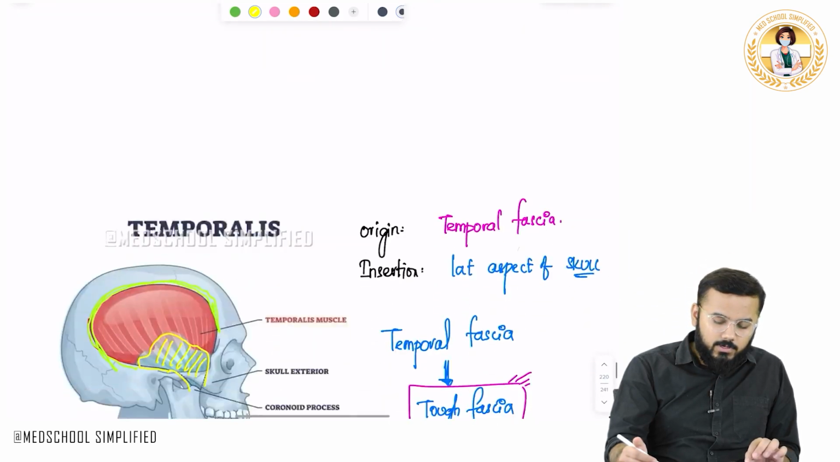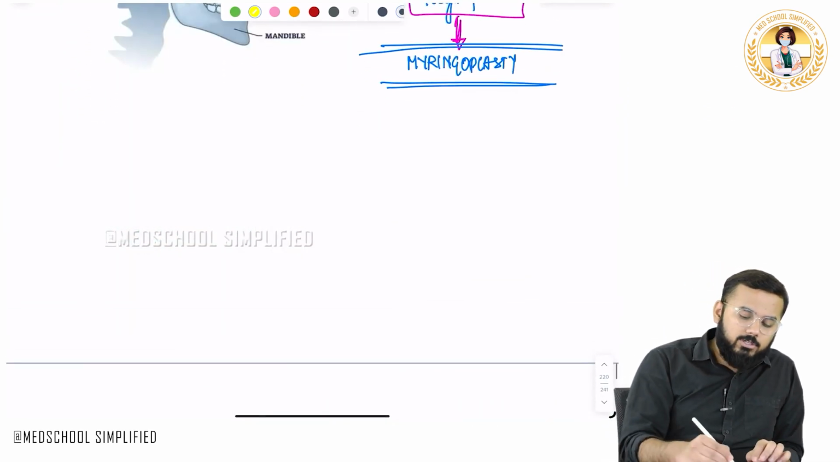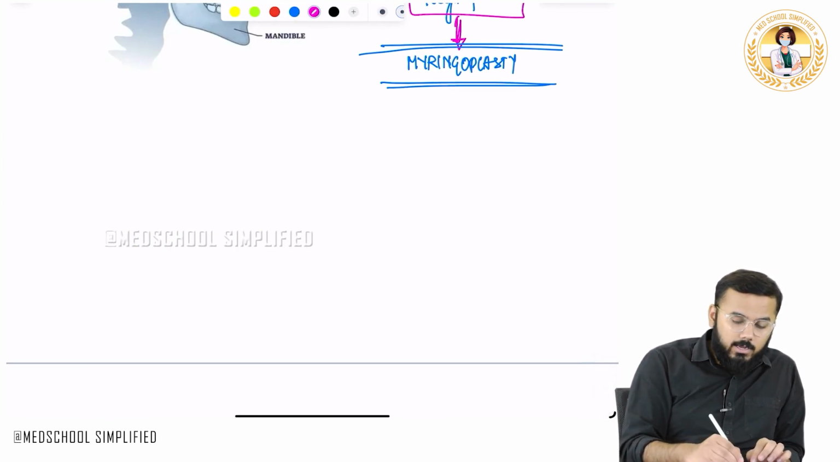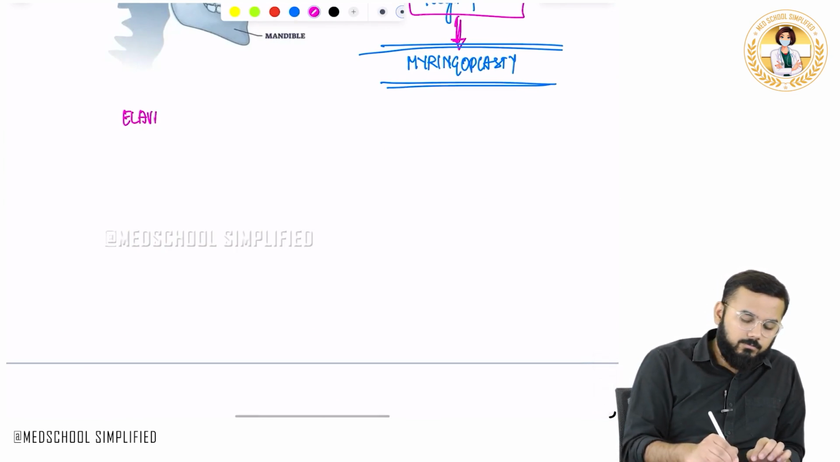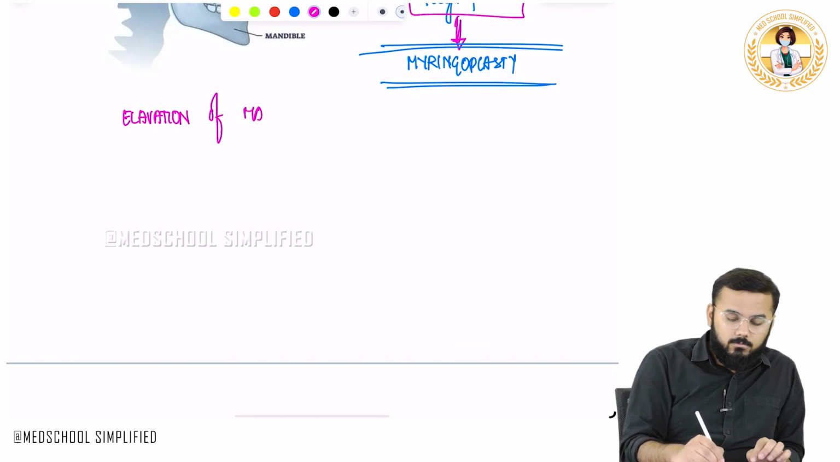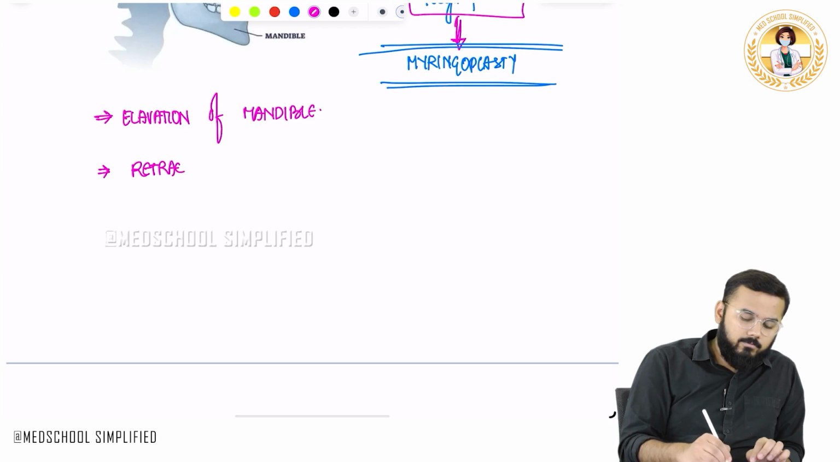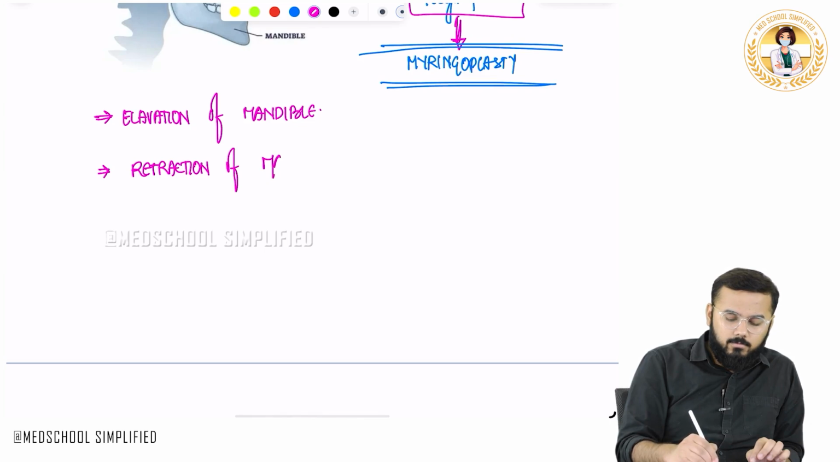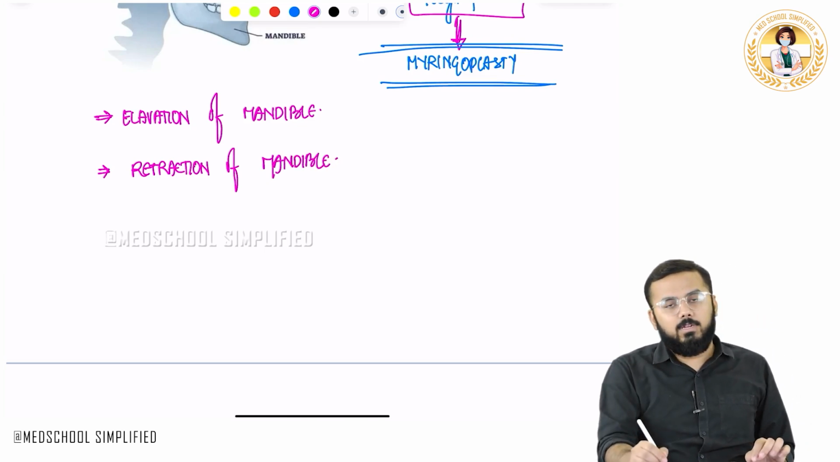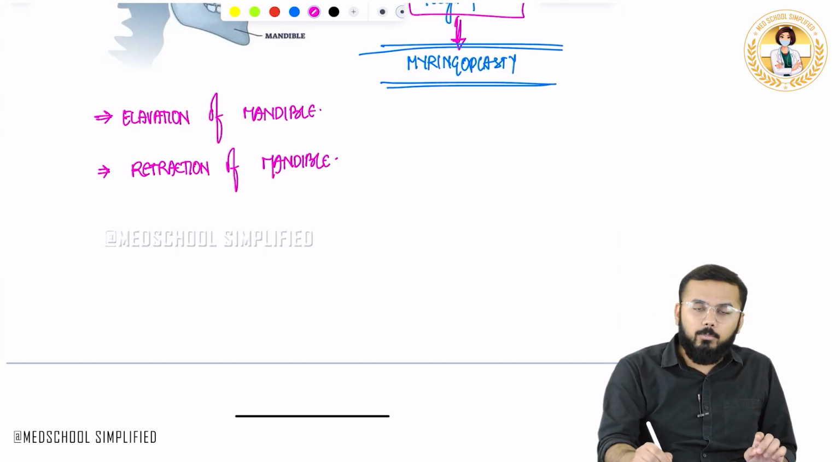So two actions over here, right? What are those two actions? One is called elevation of mandible and the other one is called retraction of mandible. Elevation as well as the retraction of the mandible. So these are the two important actions.